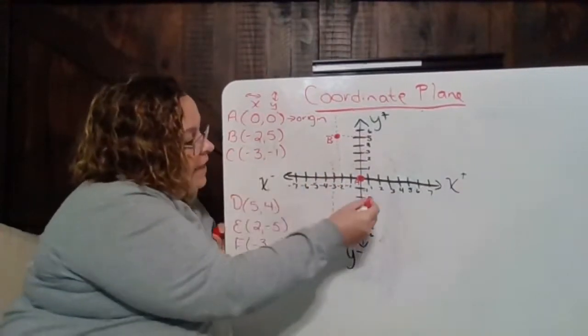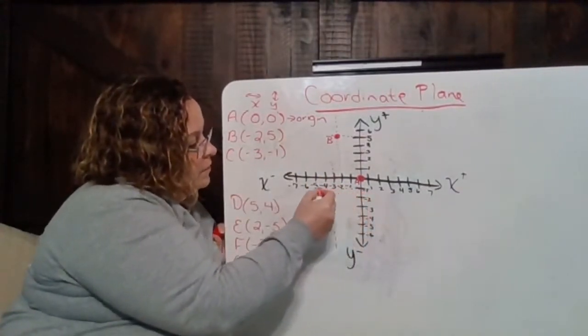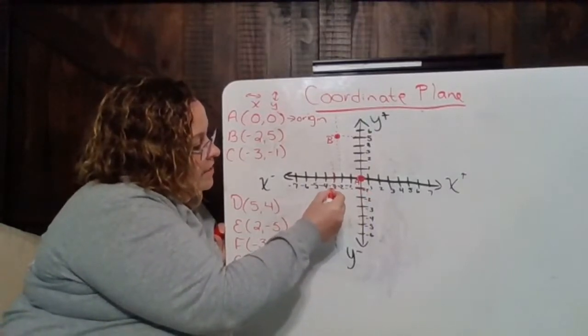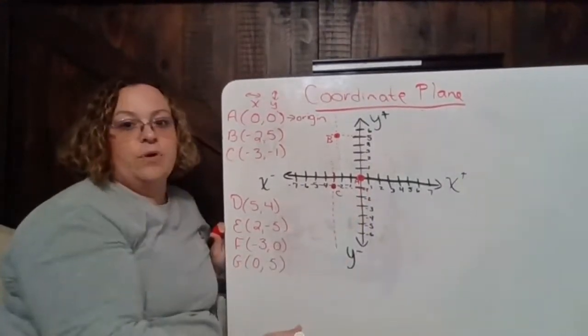And my Y is -1, which is right here. So that means that C is actually right there where I had that -3.